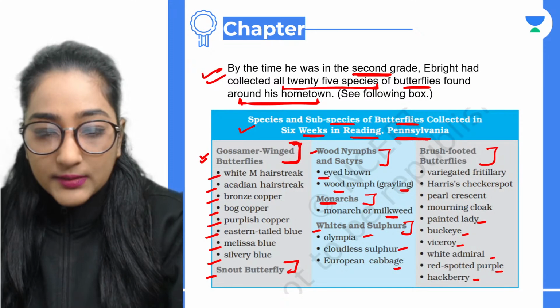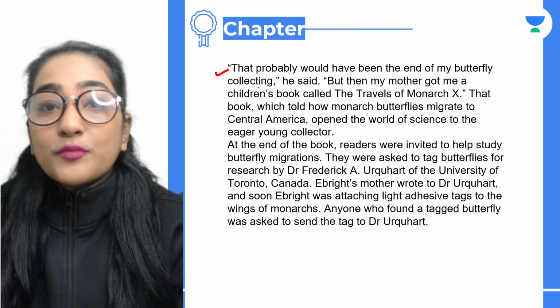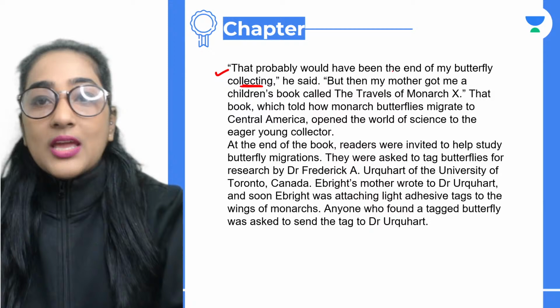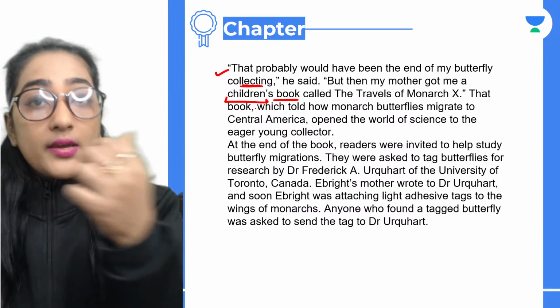Now moving ahead, that probably would have been the end of my butterfly collecting, he said. So now he thought that he is done with the collection. Okay, now he was like that I have collected 25 species. What else would be there, right? But then my mother got me a children's book. So this is a very famous book. I don't know if you guys have ever thought of reading about it or not. Like if you're interested in science, you can go for a reading.